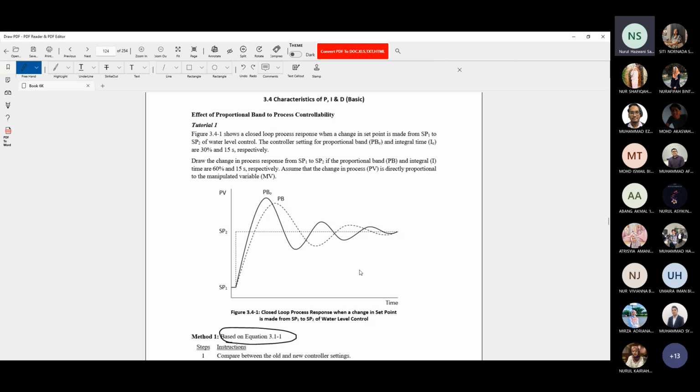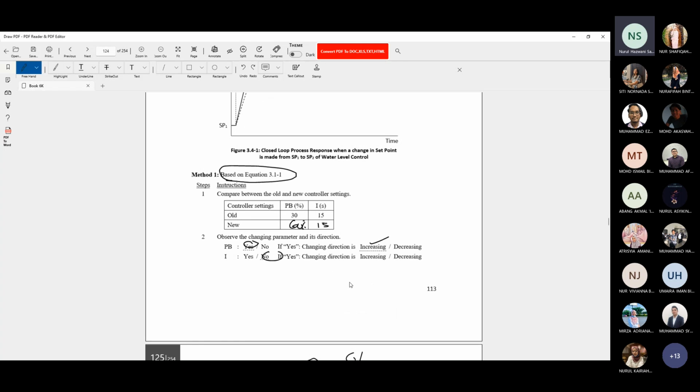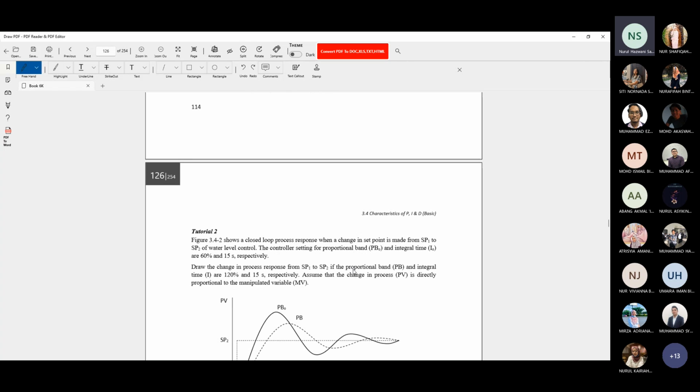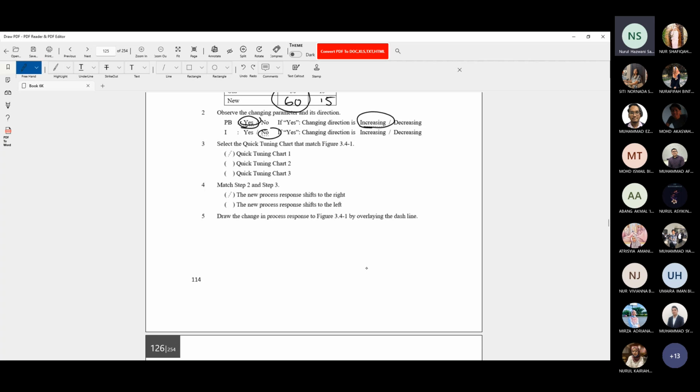Chart 1, chart 2 or chart 3? Chart 1. Chart 1. Okay, sebab bentuk QAD response, right? Okay, so you choose chart 1. Okay, so you need to match step 2 and step 3.